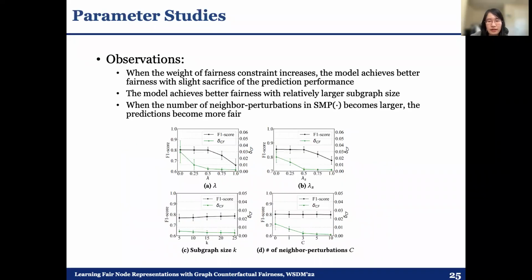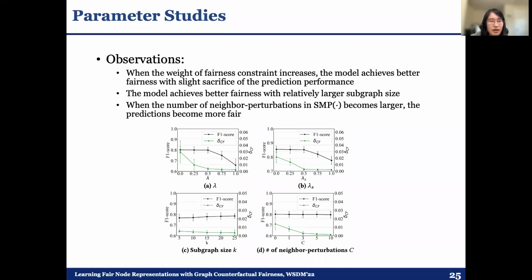Last, to evaluate the robustness of our framework on different parameter settings, we vary the parameter lambda, which is the weight of the constraint for graph counterfactuals, and lambda s, which is the weight for neighbor perturbation, and the subgraph size k and the number of neighbor perturbations c in the sampling process to investigate how the model performance varies.